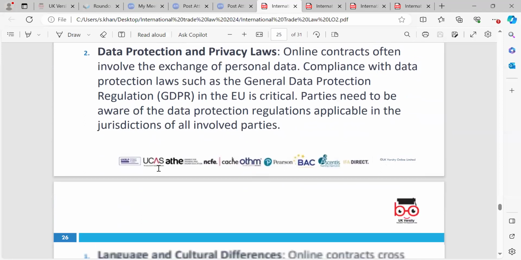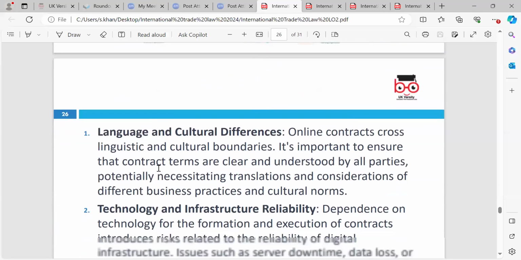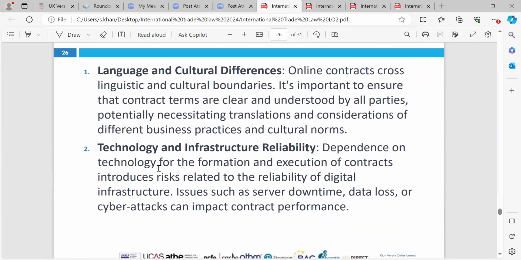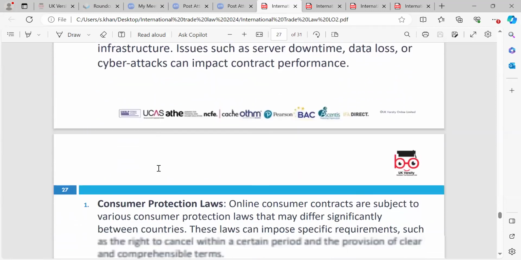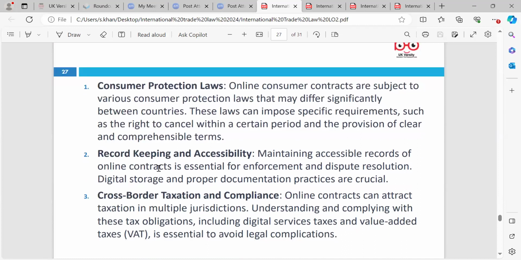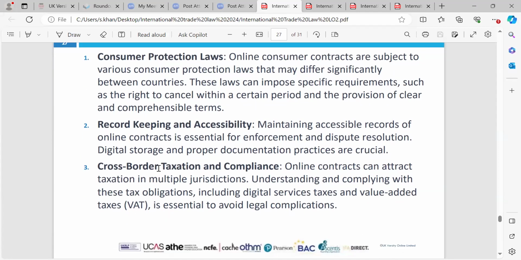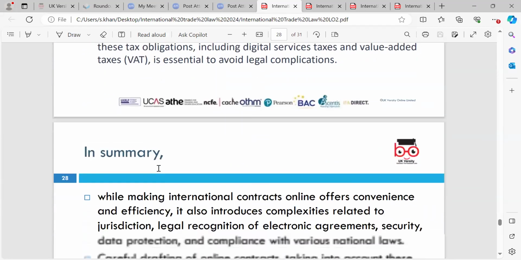Data protection and privacy laws. Language and cultural differences play a big part in globalization. Technology and infrastructure, reliability, consumer protection laws, keeping a record and accessibility, and cross-border taxation.